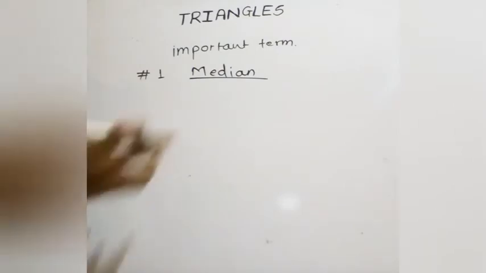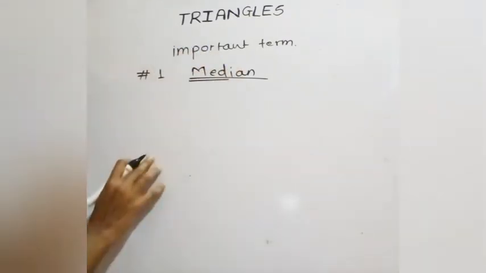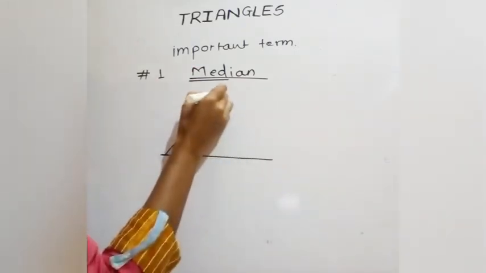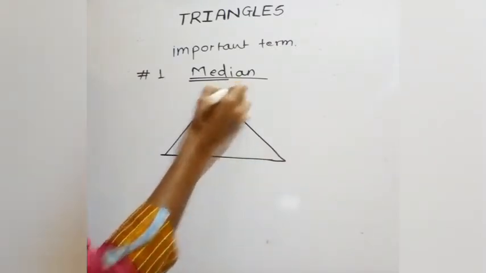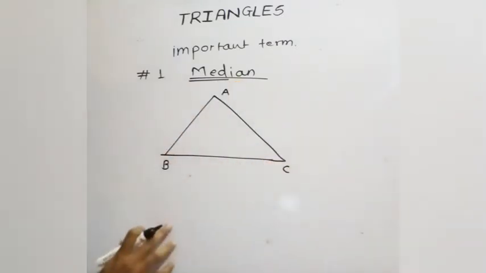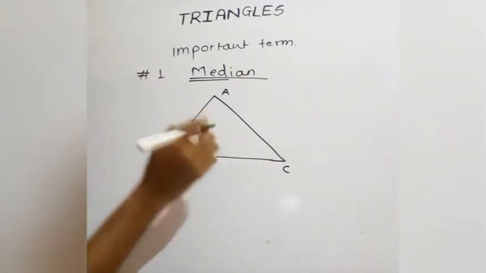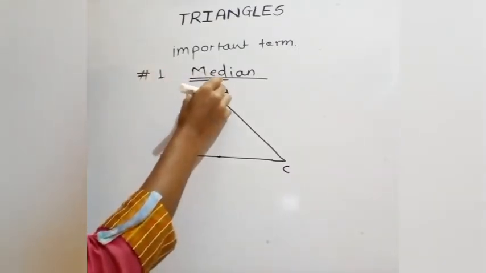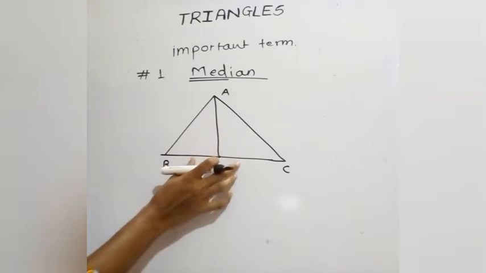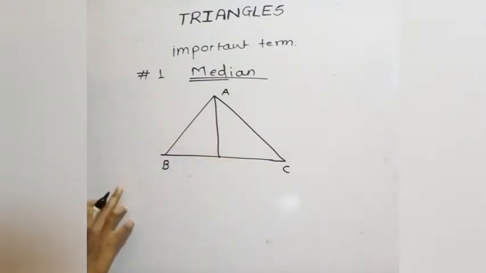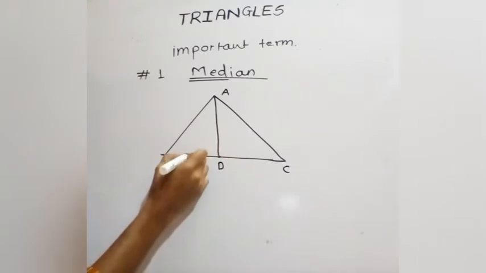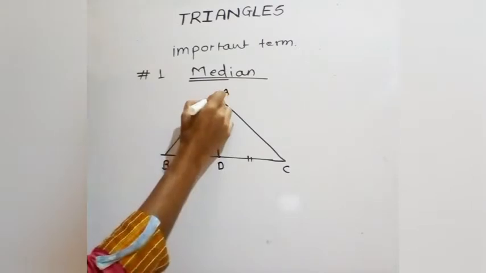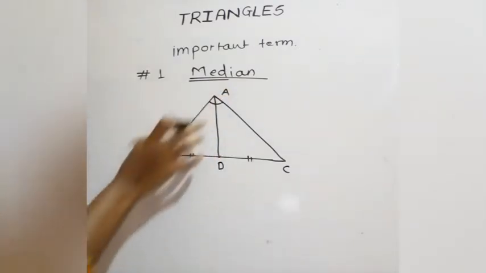If you talk about median, the name says midpoint of the side. Let's say, suppose this is the triangle ABC, and we want to find the midpoint of this side from the opposite vertex. This is point D, and BD is equal to DC after drawing the median from the opposite vertex of the side. So this is the median.